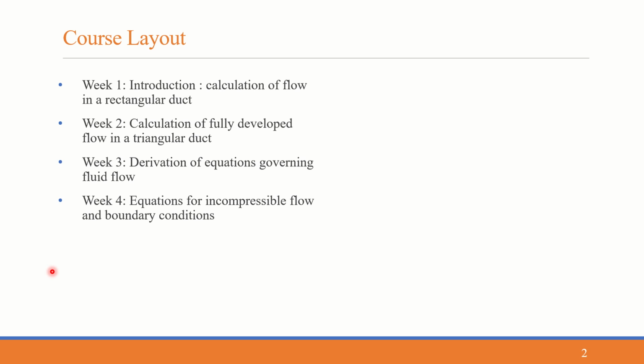And the other, the outlet, if it is open to atmosphere, we give pressure outlet, and for walls we give the no slip boundary condition. So these are certain criteria or certain boundary conditions which we need to apply so that we will be able to solve that system of equations. So in week 4, it is equations for incompressible flow and boundary conditions associated with it.